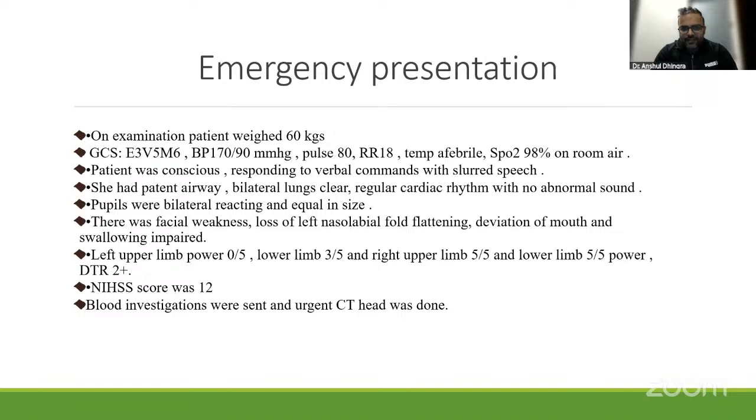There was facial weakness, loss of left nasolabial fold flattening, and deviation of mouth, and swallowing was impaired. Left upper limb power was 0 by 5, lower limb was 3 by 5, right upper limb and right lower limb was 5 by 5 power, and deep tendon reflexes were 2 positive. NIHSS score was calculated and it was 12. Blood investigation was sent and urgent CT was done.